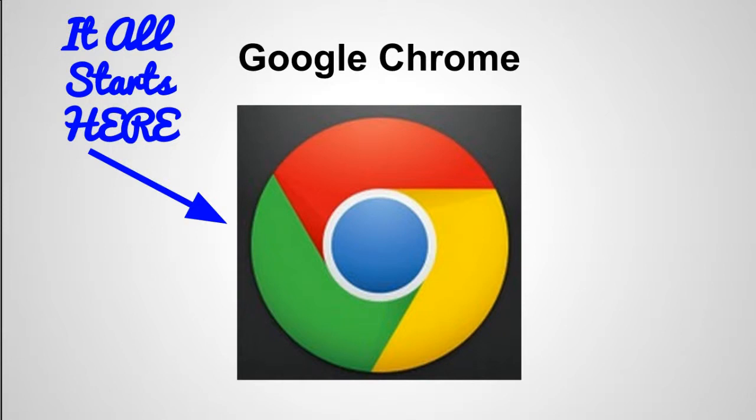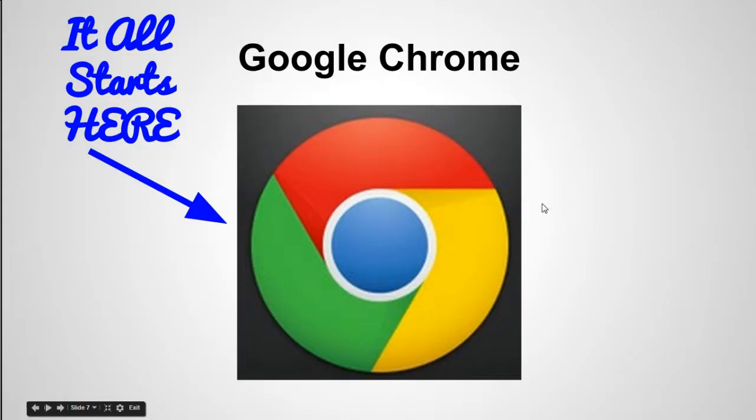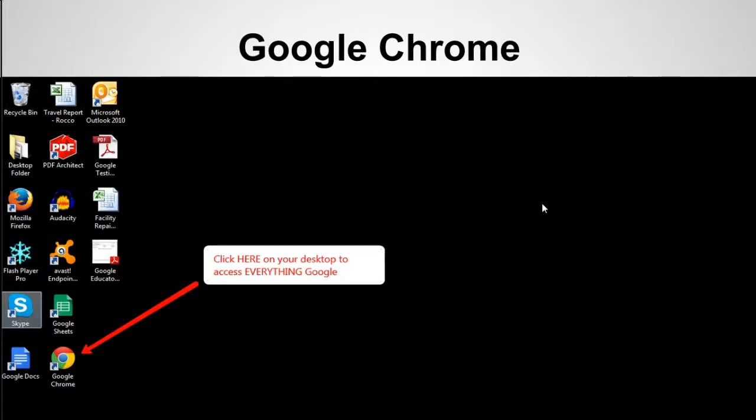So the next thing we're going to talk about when we talk about symbol recognition is this symbol right here. And everything associated with Google Apps for Education starts here. This is Chrome. And when you look at Chrome on your desktop, and here's a picture of my desktop right here, you're going to click here for everything Google Apps.